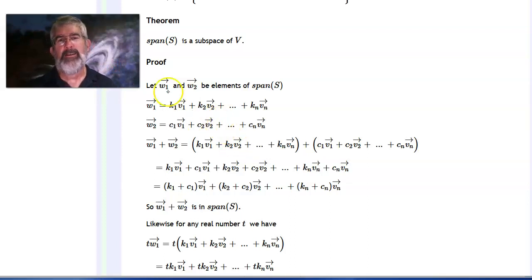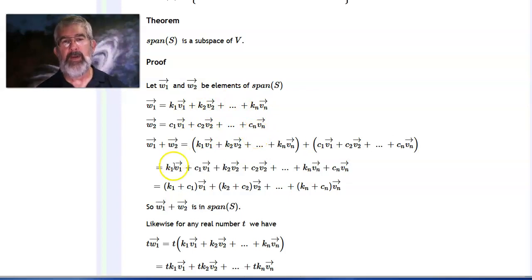So let W1 and W2 be in the span of S, so the set of all linear combinations. That means W1 has to be written some way here, k1 v1 plus k2 v2 up to kn vn for some values of k1 up to kn. And likewise, W2 would be some other linear combination, c1 v1 plus c2 v2 up to cn vn. So my two vectors I'm choosing, I know they're in the span, so I know they are linear combinations of v1 up to vn, and I'm just writing down what those linear combinations are.